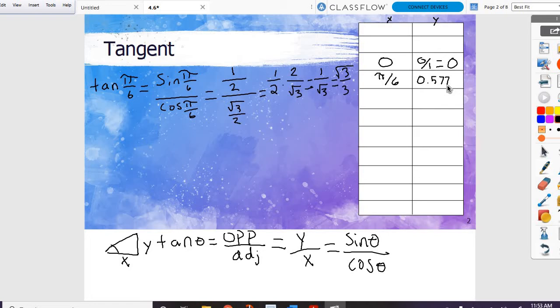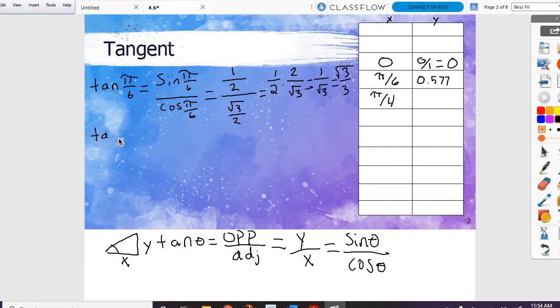Now remember back to our sine and our cosine. Technically, we can always graph 0.577 if we really wanted to. However, we know that that's not going to be one of our key points, because our key points are going to be the points that are easy to graph. Does that make sense? So we're going to go ahead and skip over that one. But next up would be pi over 4.